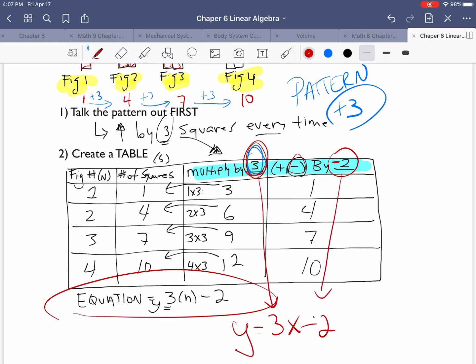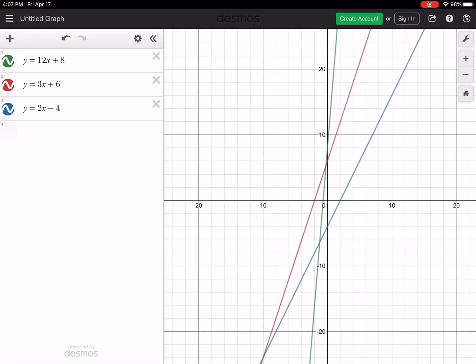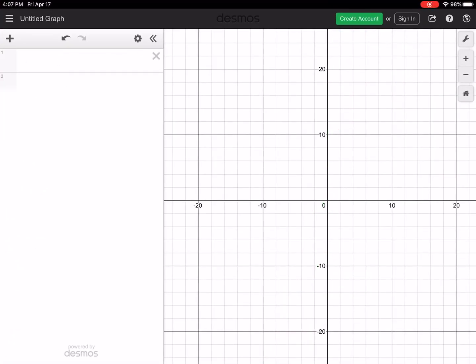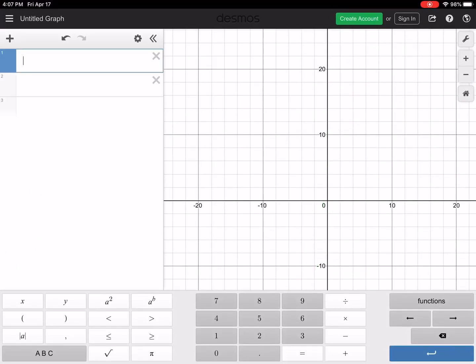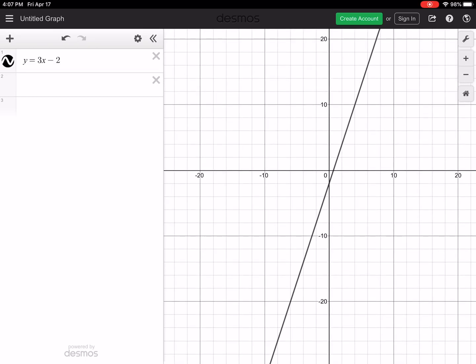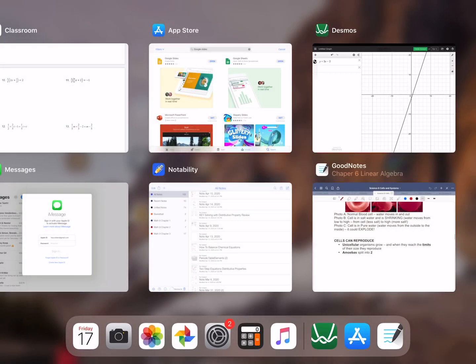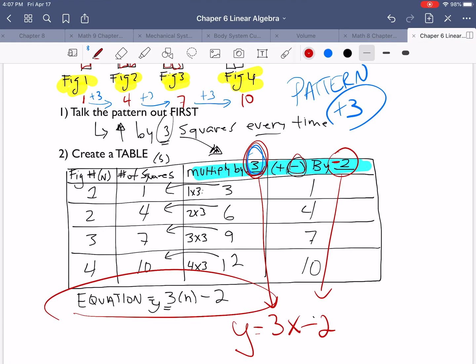So this graph, 3x minus 2, if we get rid of these, is this graph right here. Y equals 3x minus 2. Bam. That is what you just created. That's what you just figured out is the algebraic expression for this particular graph. Y equals 3x minus 2.